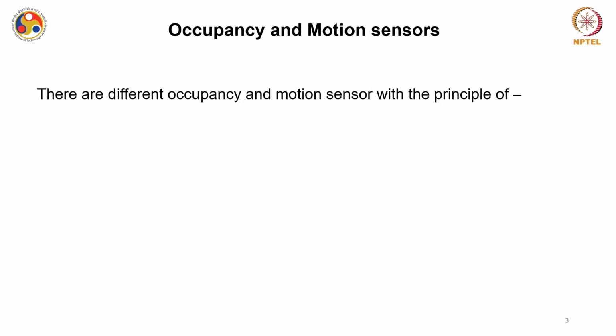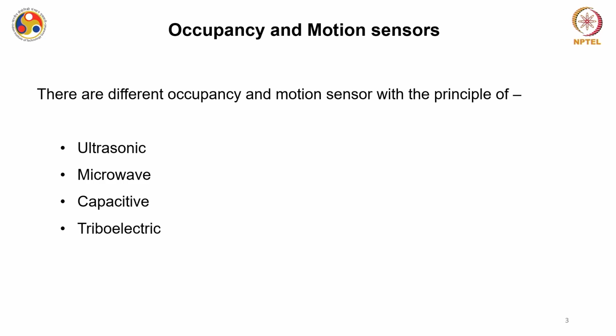There are different occupancy and motion sensors, and similar to our other modules, the principles of these sensors are very similar. It can be based on the ultrasonic principle, it can be based on some microwave principle, there can be capacitive occupancy and motion sensors. There are certain reports on triboelectric based devices that we are going to discuss in this course, and we have some optoelectronic based devices which are based on visible or IR spectra. However, ultrasonic and microwave devices are very popular, and of course the capacitive and triboelectric second them.